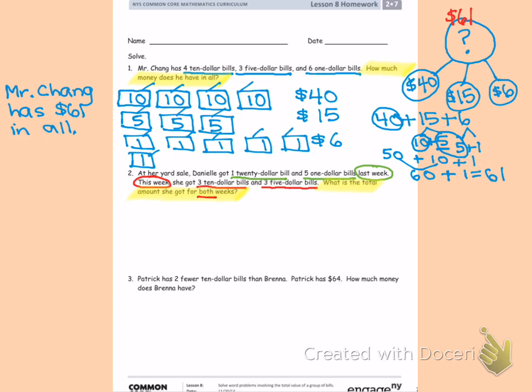First, let's figure out how much she got last week. I'll label that with the word last. Last week she got one $20 bill. I know that's worth $20, so I'll just write that now. And 5 $1 bills. Well, 5 $1 bills is the same thing as $5. I'll write that down. So 20 plus 5 is 25.